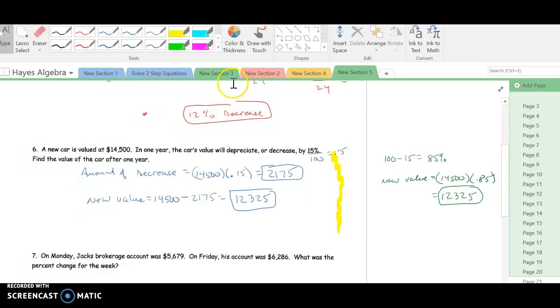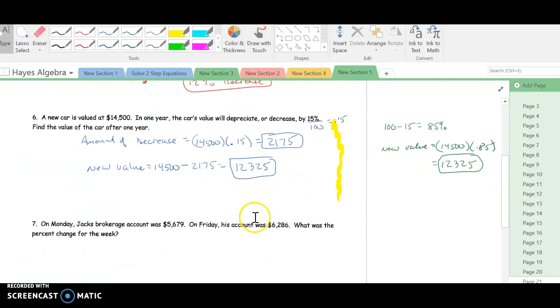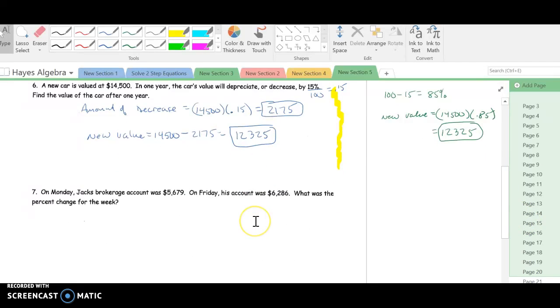Whether you figure out the amount of decrease and subtract it from the original amount, or figure out what percent it's now worth and use that, doesn't matter, whatever's easier for you.